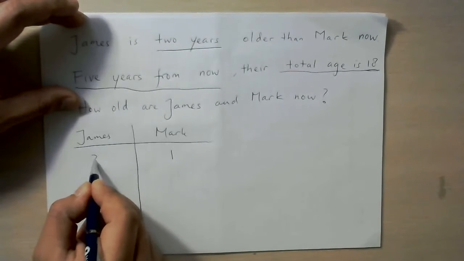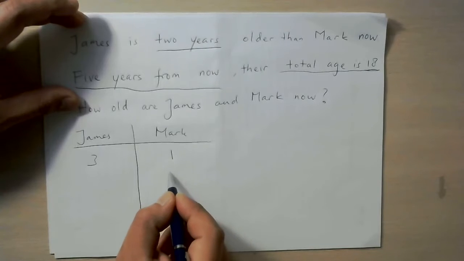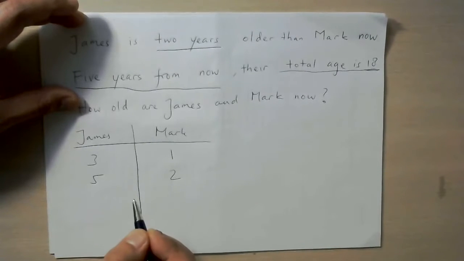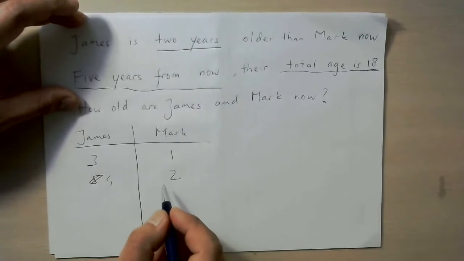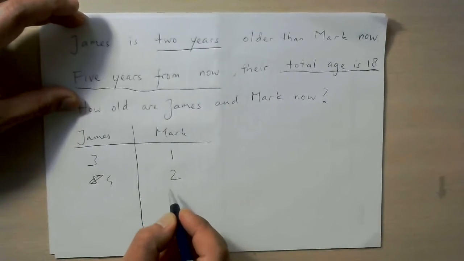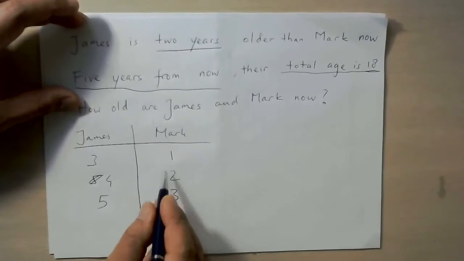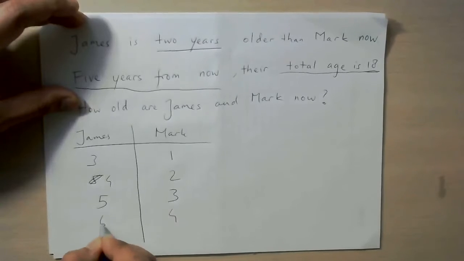3. Very good. Now if the age of Mark is 2 now, James is 4, because remember James is 2 years older. How about if the age of Mark is now 3? 5. Okay, so you can always continue this table later. For example, if Mark is 4, James is 6.